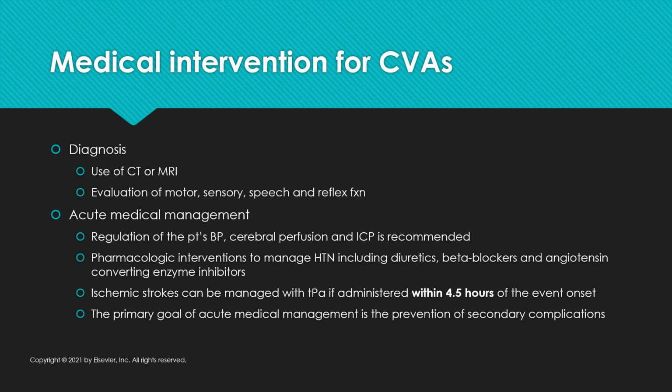So, acute medical management will focus on regulation of the patient's blood pressure, their cerebral perfusion, and ICP, or intracranial pressure. Pharmacologic interventions to manage hypertension, including diuretics, beta blockers, and angiotensin converting enzyme inhibitors, or our ACE inhibitors. And so, it's important to know that in a patient following a CVA, the type of CVA is going to influence the target blood pressure range.